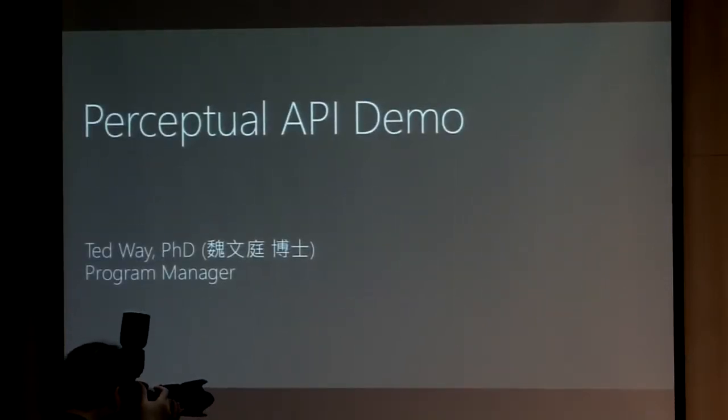So I'm going to do a demo now on some of the APIs that are already available. I will need 3 volunteers, okay? So I need 3 volunteers to come up here. We will use a computer to take a picture of you and to estimate your age and your gender. Okay, so I need 3 people to come up here.